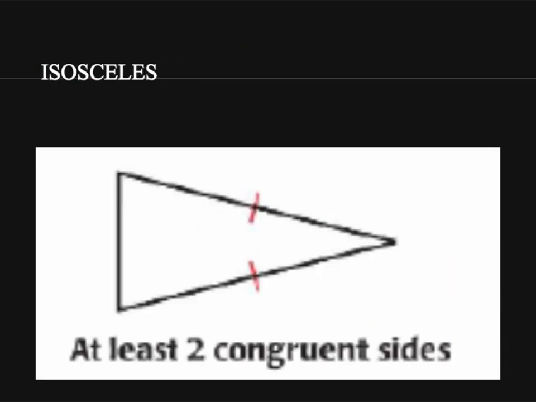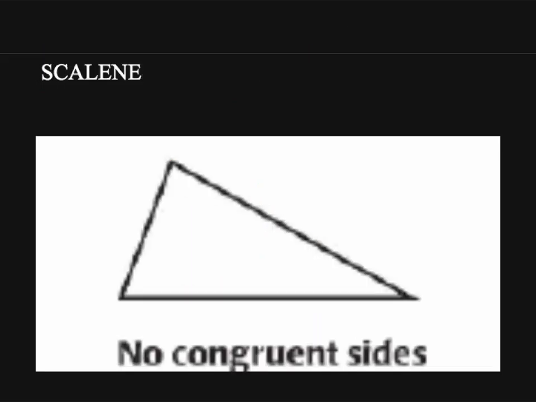Alright, next we have an isosceles triangle. An isosceles triangle has at least 2 congruent sides. So 2 sides are the same length. The third one does not have the same length. One way for you to remember this is the isosceles, like I. We have 2 eyes. Get it? Isosceles, 2. Alright, anyway, so 2 congruent sides. And then finally, we have the scalene triangle. The scalene triangle has no congruent sides. They're all different.